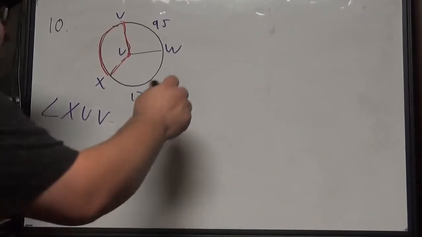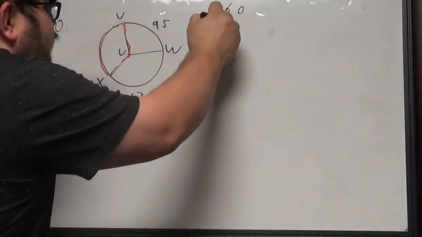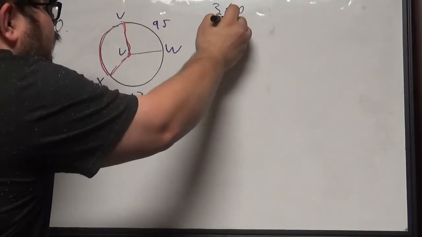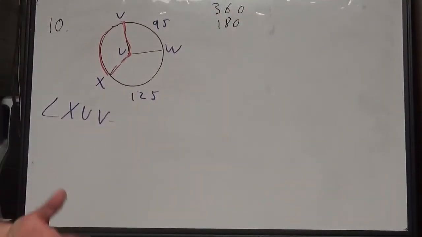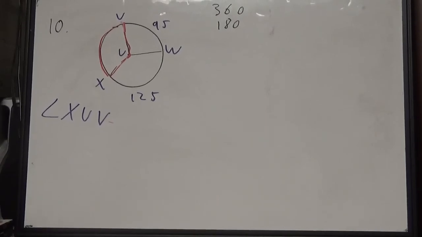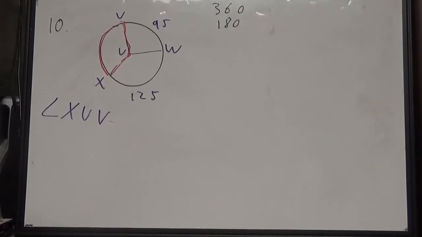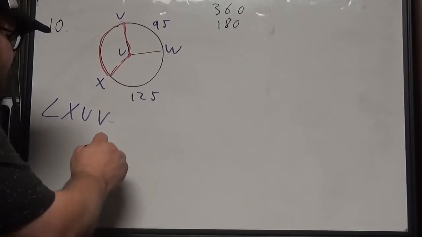Again, we've got the rule of 360 and the rule of 180. Well, we don't have any diameters. I mean, there's no spot where it's split in half. You can look at the lines. We don't have any straight lines from one side to the other through the middle. So we aren't using that rule of 180. We're clearly using the rule of 360. So I'm going to start by writing 360 down here.